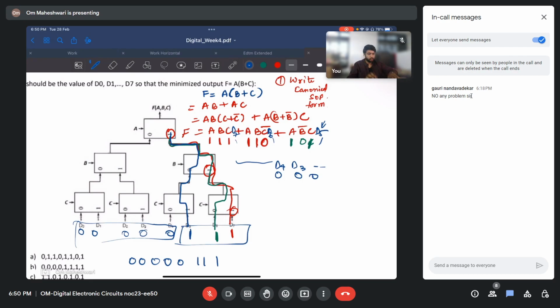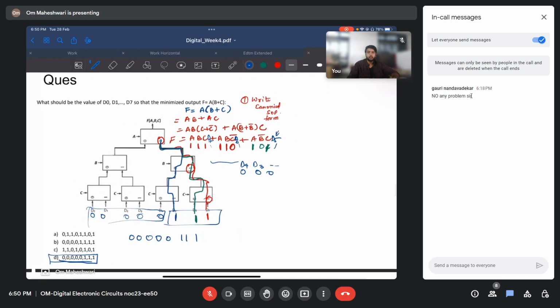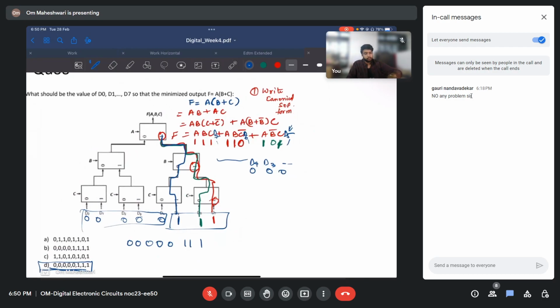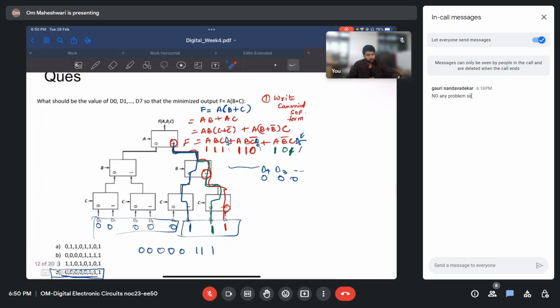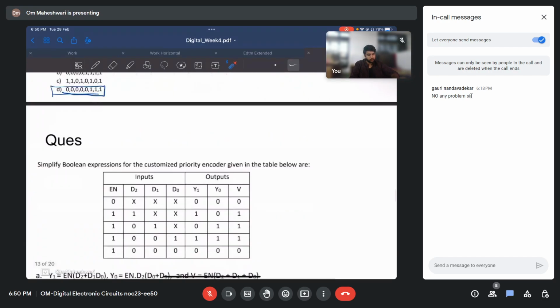Okay, so I hope there is no problem in this one. So the procedure is same: just write the SOP form, expand the expression that you want, identify them in the cases where A is 1, B is 1, and everything. Then just add 1 here. Those will give you the results. So let us go to the next question.